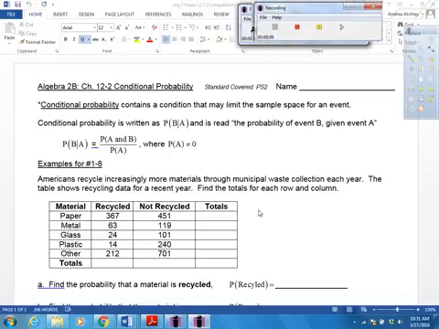Okay, conditional probability contains a condition that may limit the sample space of an event. So you'll have a ton of data, but it might focus you on a certain part of the data. You usually use it when you have big charts like this.